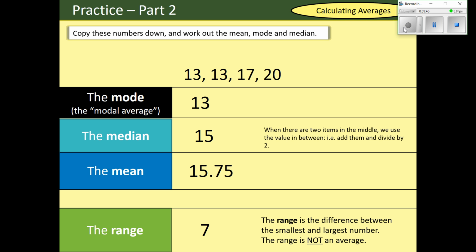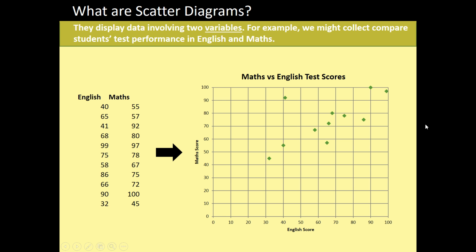That's what we're going to look at now, scatter diagrams. We used them yesterday, focusing on correlation, and we're just going to remind ourselves, scatter diagrams display data involving 2 variables, 2 bits of information, about certain things. So this one collects data comparing students' test performances in English and maths. So each of these points, that person there scored 40 in English and 55 in maths. So you can see there, that point in the middle there, that's where it's 40 for English and 55 for maths. 65 for English and 57 for maths.